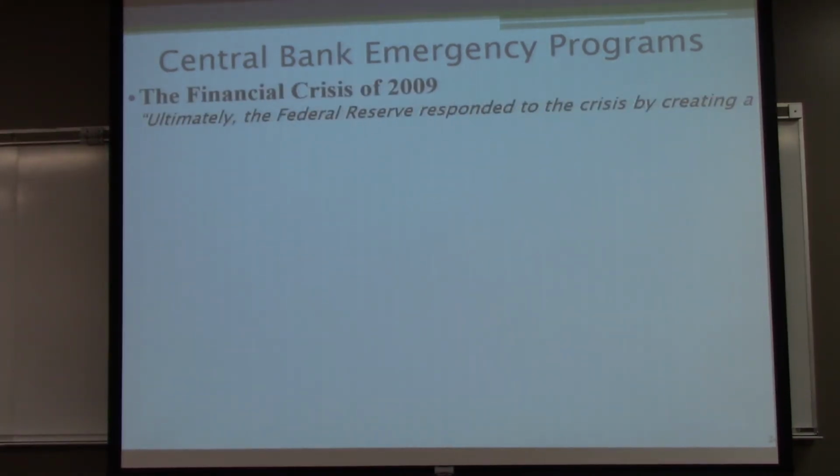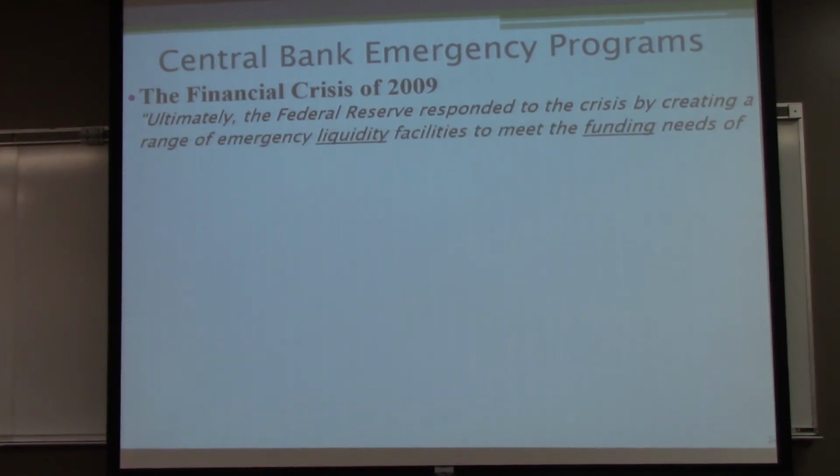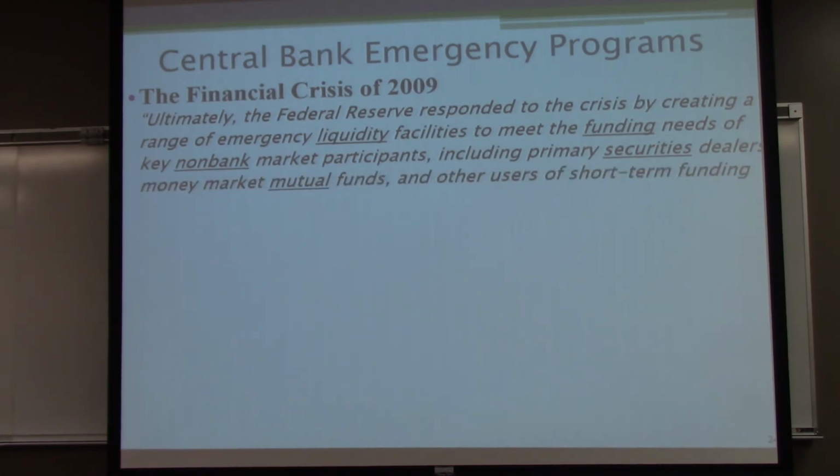All right, so the financial crisis of 2009. Ultimately, the Federal Reserve responded to the crisis by creating a range of emergency liquidity facilities to meet the funding needs of key non-bank market participants. Who are they talking about? The securities dealers, the mutual funds, and the insurance companies. Non-bank. So they had to deal with the banks, but they also had to broaden it out.